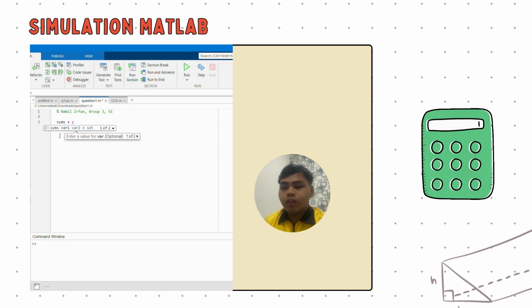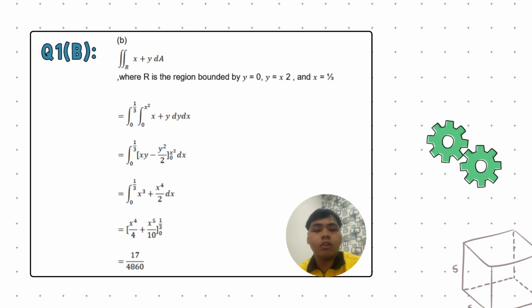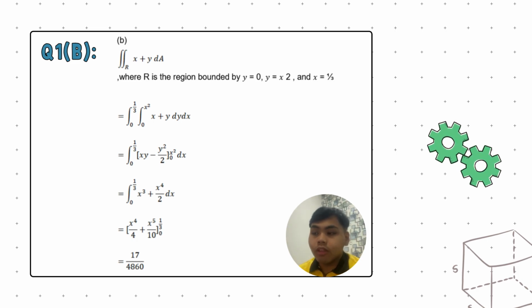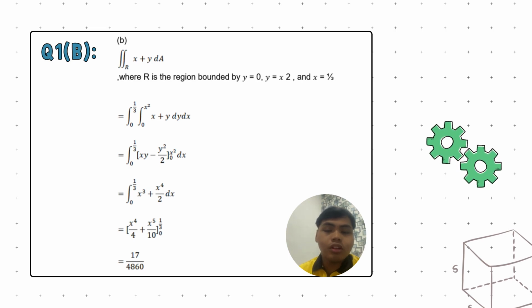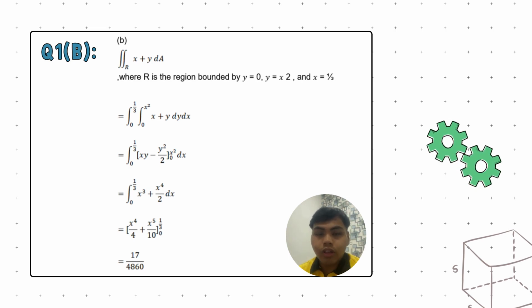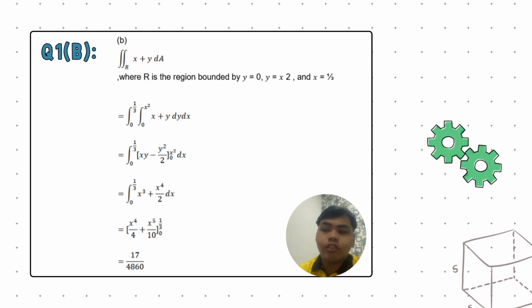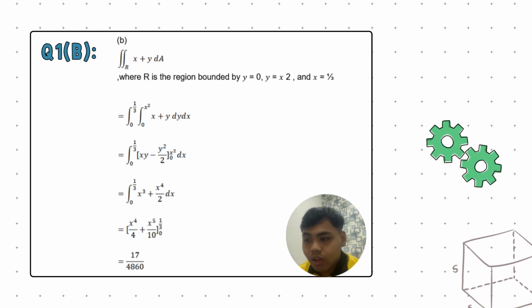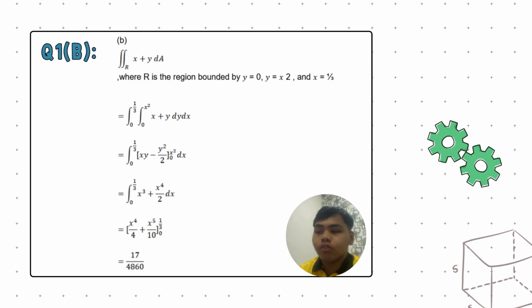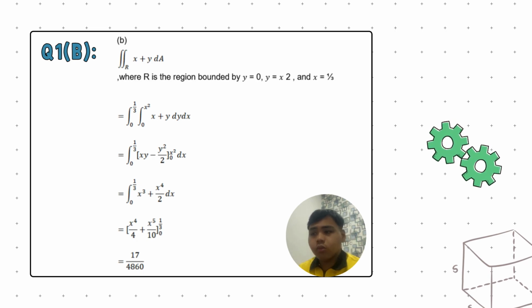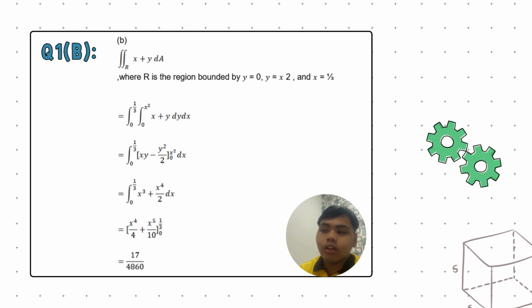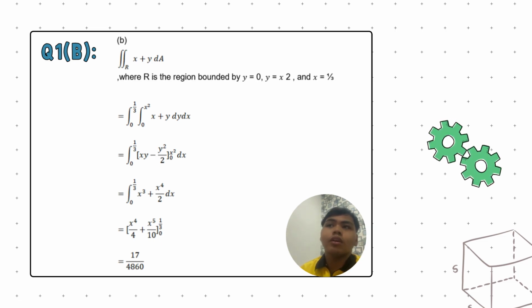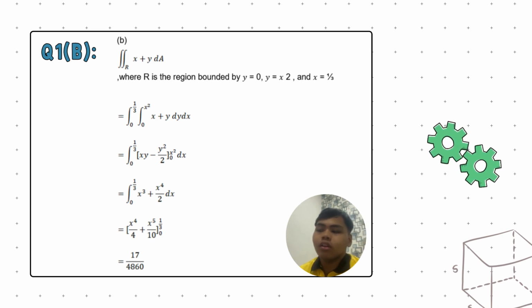And for the next question, question 1b, the given problem is a double integral of the function x plus y dA. The given values are y from 0 to y equals x squared, and x equals 1 over 3. With that, the first step is to integrate with respect to dy, and we get xy minus y squared divided by 2, with the values x squared and 0.